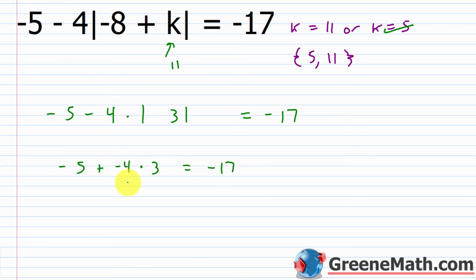The rest of it's the same. Negative 4 times 3 is negative 12. You get negative 5 plus negative 12 equals negative 17. This is negative 17 equals negative 17. So this checks out as well. So k here can be 11, or equally valid, k here can also be equal to 5.